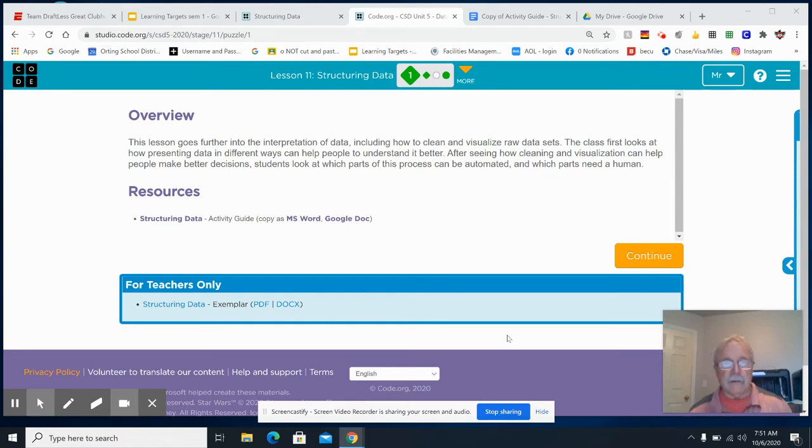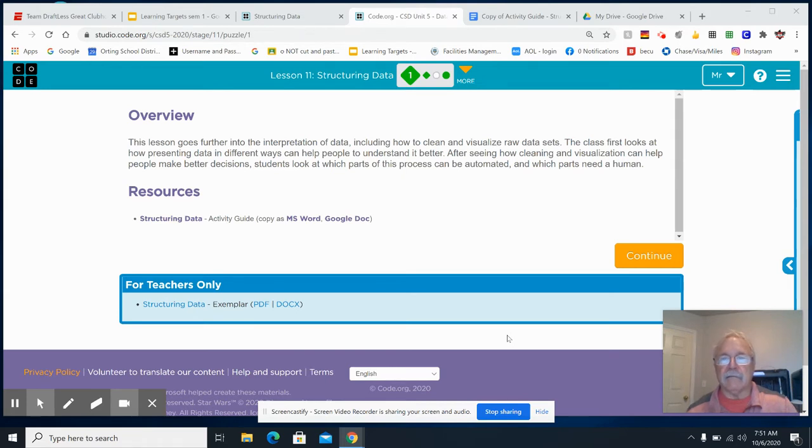Okay, for the overview, first of all, let's talk about the objectives. Identify and remove irrelevant data from a data set, create a bar chart based on the set of data, and explain why a set of data must be cleaned before a computer can use it. All right, so let's go right into our lesson 11.